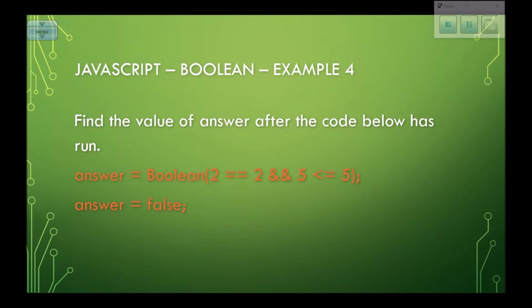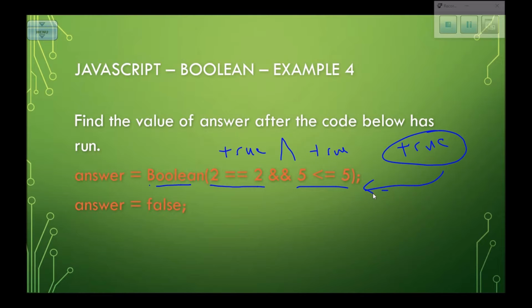Okay, so let's look at the value of answer after these two lines of code have run. First, answer is Boolean, so I'm going to get true or false. 2 is equal to 2 is true, and 5 is less than or equal to 5. 5 is equal to 5, so that's true. True or true is true. So answer is going to be true after this line. And then my next line says store false in answer. So I forget all that stuff, and my answer is just going to have the value false.